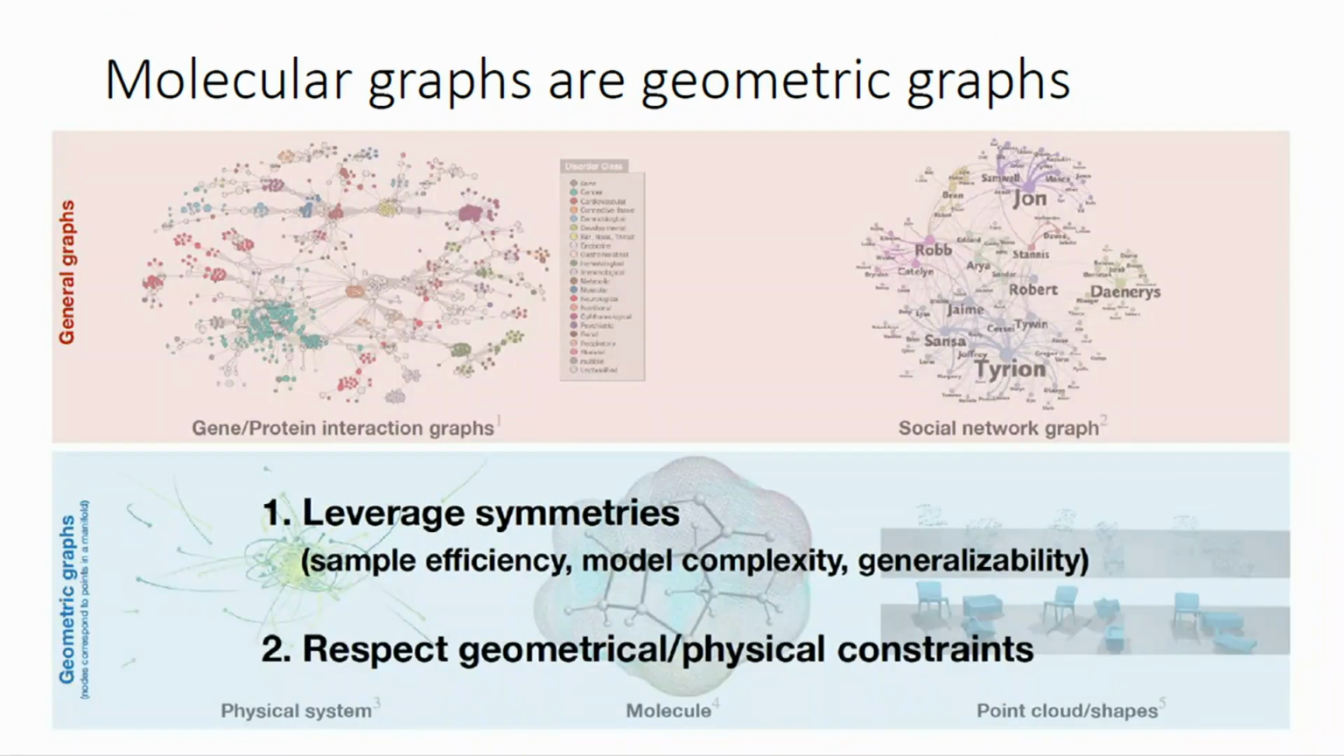So as we talked about last time, not all graphs are geometric graphs. And when we talk about geometric deep learning, we particularly want to leverage certain symmetries that we know exist in the physical space. And we want to respect these constraints by injecting a similar inductive bias into our function, the function which is characterized by a deep neural network.